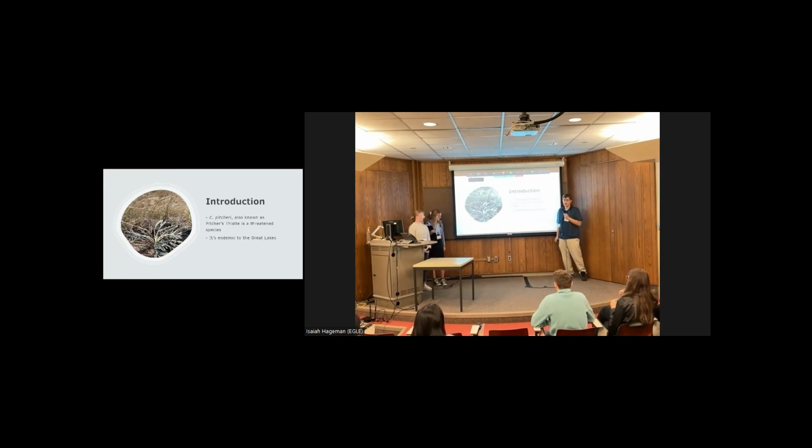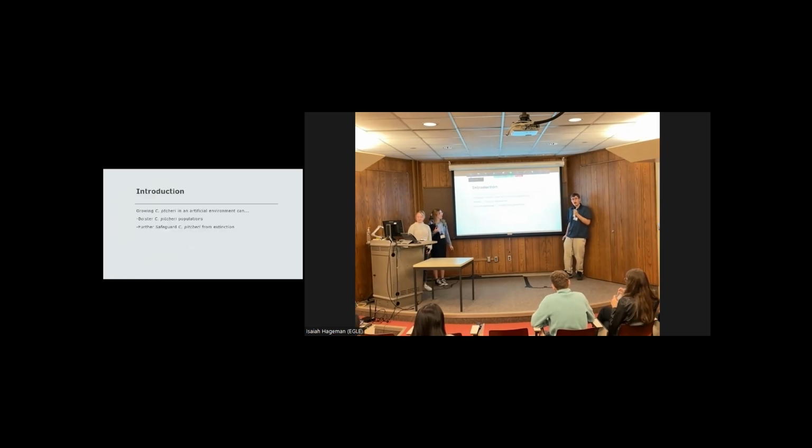So, C. pitcheri is a threatened thistle which is endemic to the upper sand dune shorelines of the upper Great Lakes. Though its population around the upper Great Lakes was once continuous, it has since been shattered by anthropogenic activity. It has been suggested that growing it in an artificial environment will help to bolster its populations and safeguard it from the extinction that our activity is threatening.